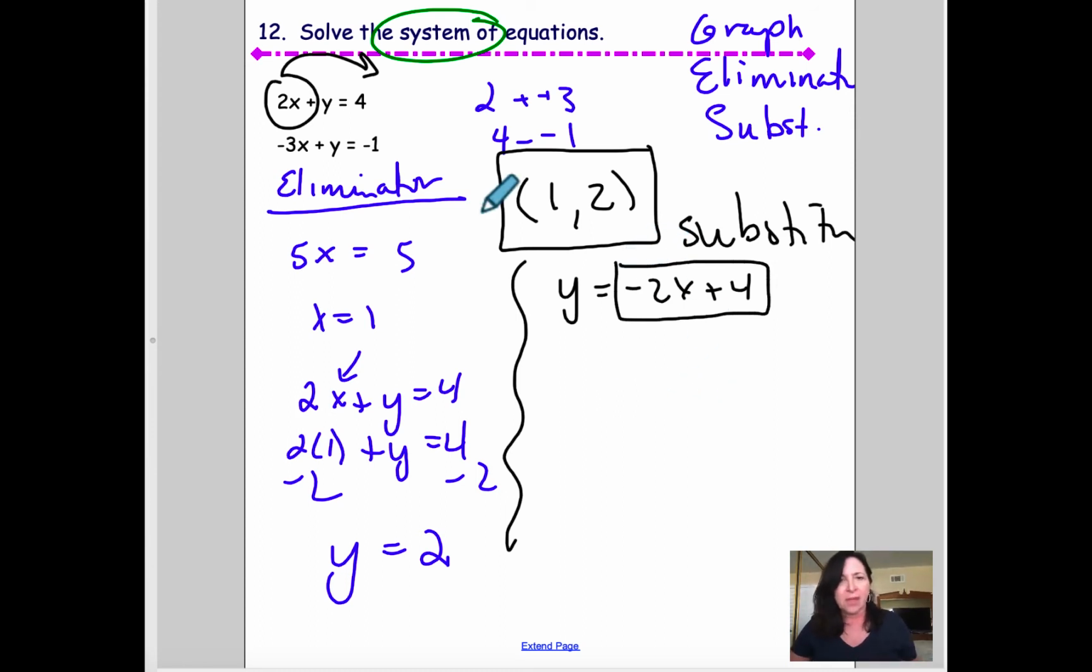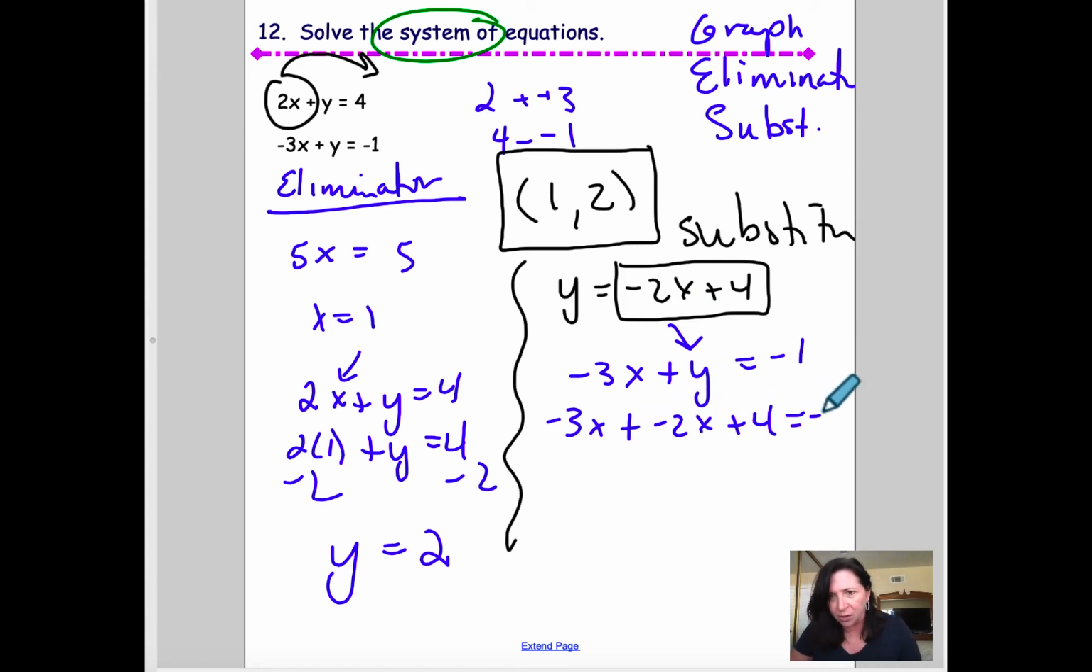Then I'm going to take that value and plug it into the other equation, which is negative 3x plus y equals negative 1. This is y, I'm going to put that there. Just like you're taking the y out and substituting it back in, right? So we've got negative 3x and then plus y. That's y. So we're going to go plus negative 2x plus 4 is equal to negative 1.